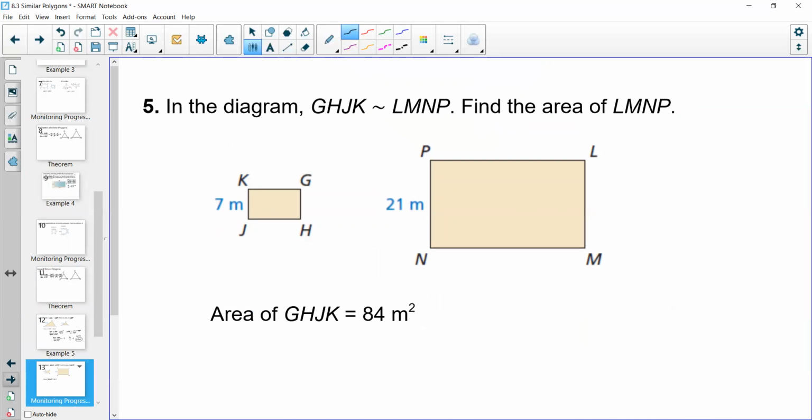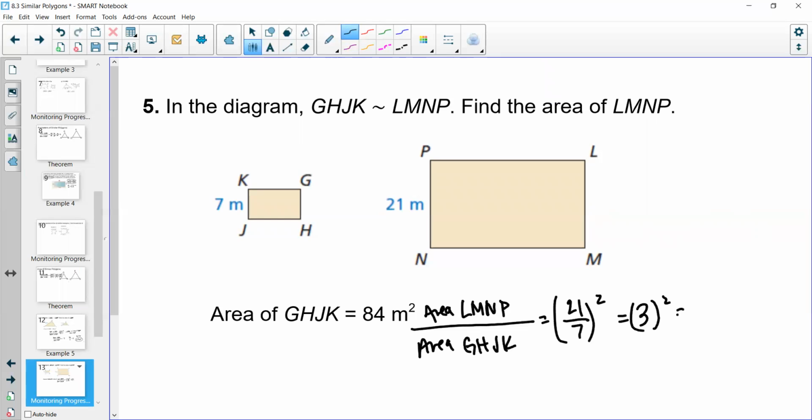So let's look at one last example here. So in the diagram, GHJK, this rectangle, is similar to LMNP. And we want to find the area of LMNP. Now that's the bigger polygon. So we know the area of the original one. So we also know that if we're writing that proportion statement, I want to write my new over old. So I know that the area of LMNP divided by the area of GHJK should be equal to 21 over 7 squared. Well, 21 over 7 simplifies into 3, so that should be the same as 3 squared, which is 9. So that proportion of the area should be 9.